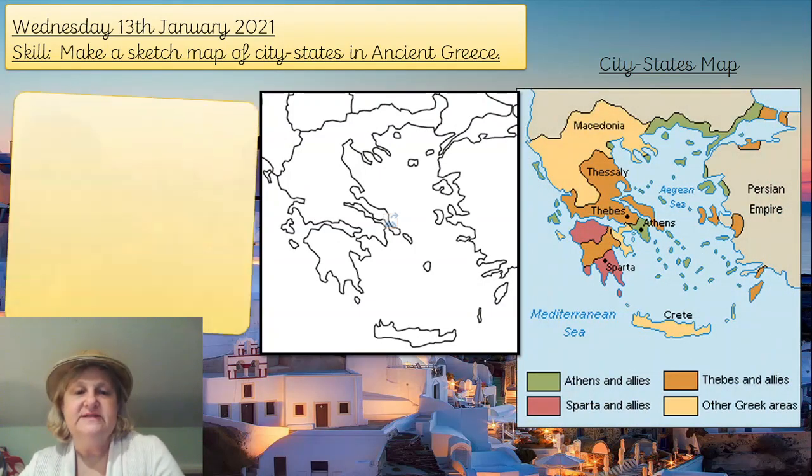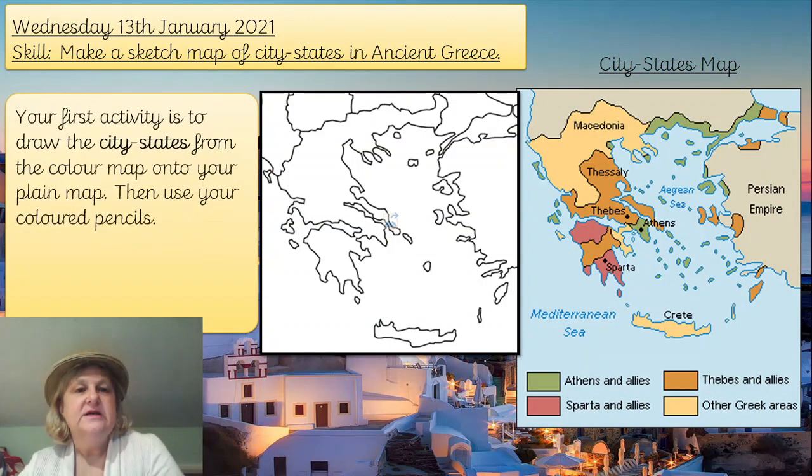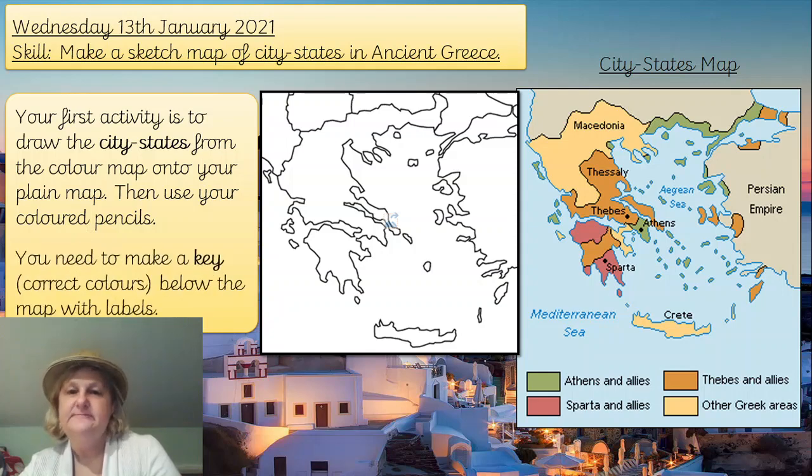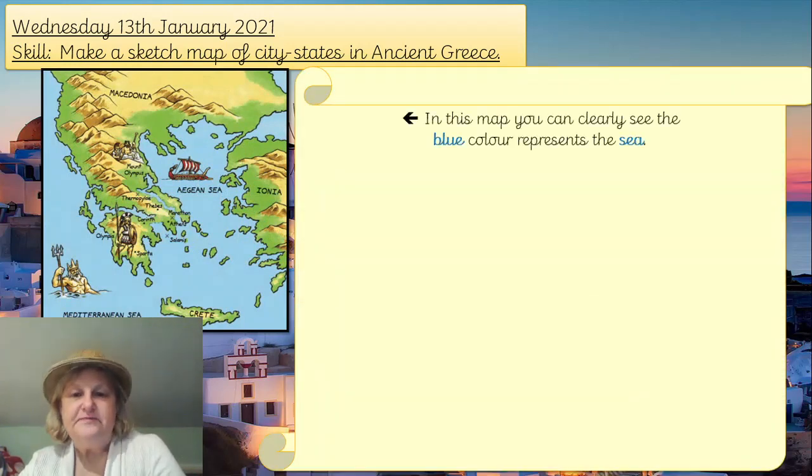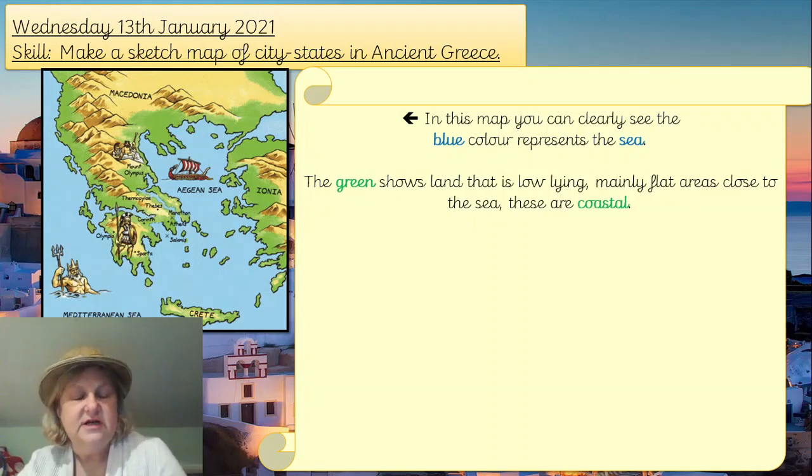So this is the map that you're going to be doing, and you're going to draw that onto your plain map, use your colour pencils and make a key. Okay, that's the first activity on your sheet. The second one is a geographical map, so that's showing the different land features and sea features on the Earth. Actually, I'm going to have a little explanation about that a bit later. So on this map, blue represents the sea, the green is the low-lying land near the coast, so that's the bit between the sea and the land.